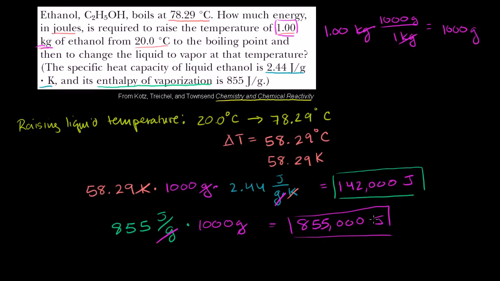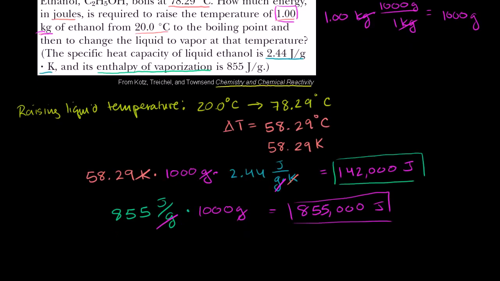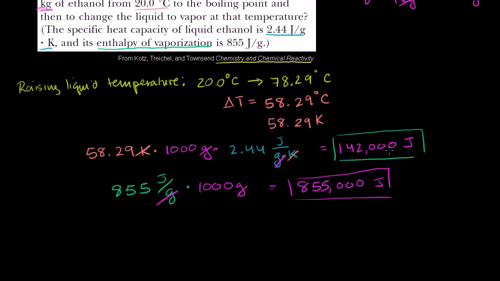But if we want to know the total amount of energy, let's see if we can add this up in our heads. 855,000 plus 142,000. 800 plus 100 is 900. It's 900,000. 50 plus 40 is 90. 5 plus 2 is 7. So it's 997,000 joules, or 997 kilojoules. Or we could almost say it's almost 1 megajoule if we wanted to speak in those terms. But that's what it'll take for us to vaporize that 1 kilogram of ethanol.